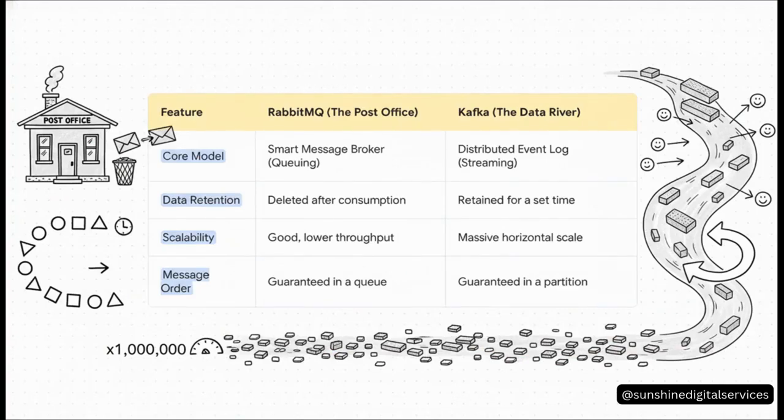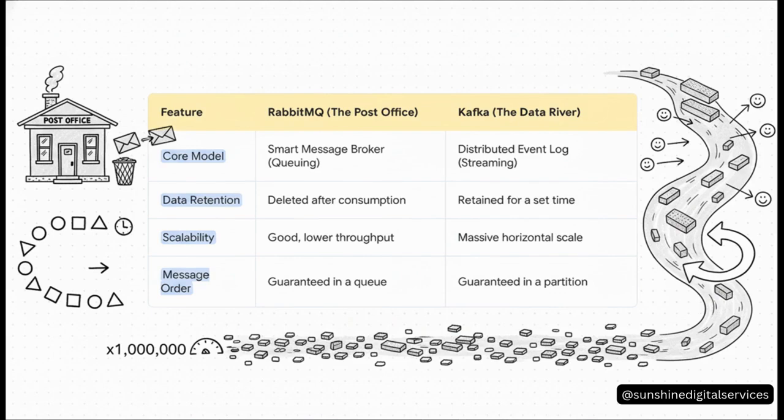RabbitMQ runs on that classic post office model we talked about. A message comes in, gets delivered to a consumer, and once that consumer says, yep, got it, I'm done, the message is deleted. It's gone. A letter delivered and then thrown away. Kafka is completely different. It's an event log. Think of it like a permanent ledger or a record book that can't be changed. Messages, or events, as Kafka calls them, get written to the end of this log and they stay there for as long as you want, a day, a week, forever.